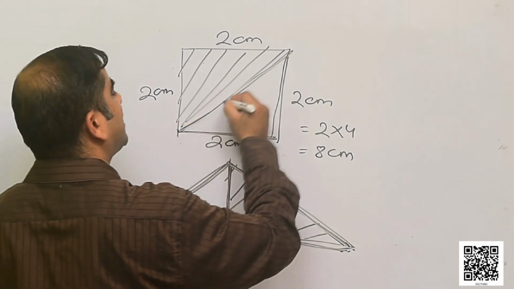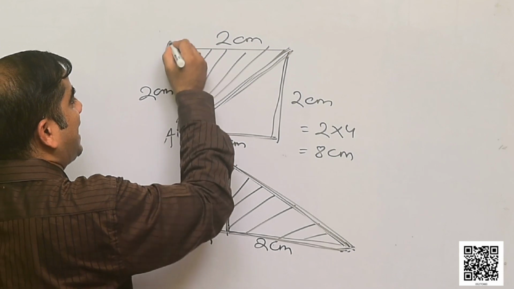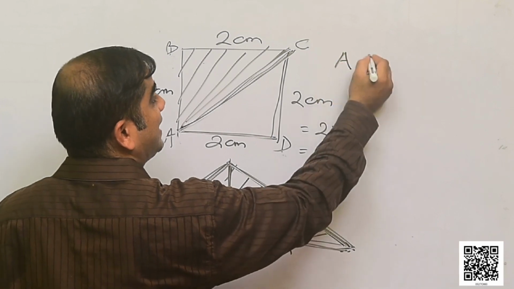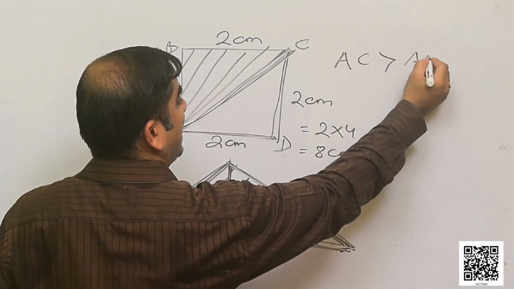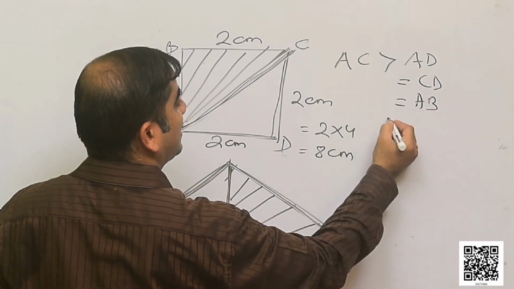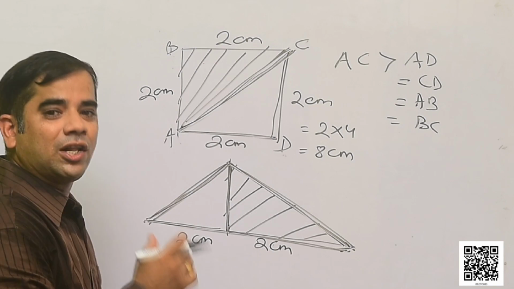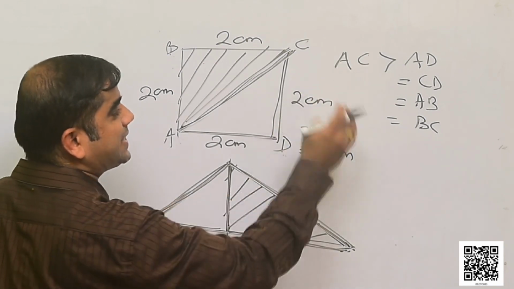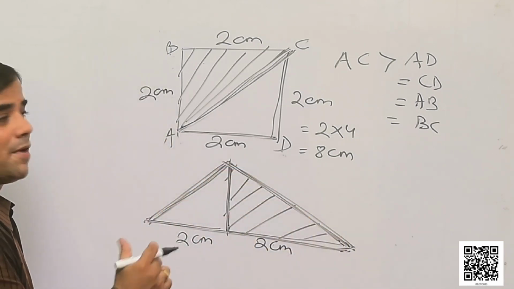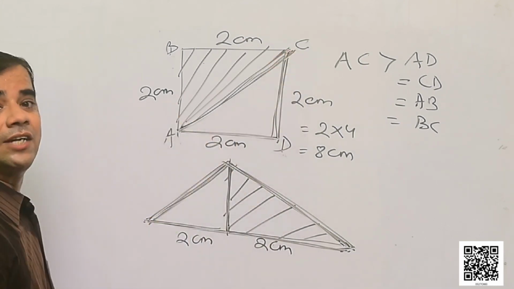We can clearly observe that, suppose these are the points A, B, C and D, the side joining AC is greater than the sides AD, CD, AB, or BC. So AC is greater than each side, because all the sides of the square are equal. That means these two sides, when they sum up, are greater than the sum of any two sides of the square.